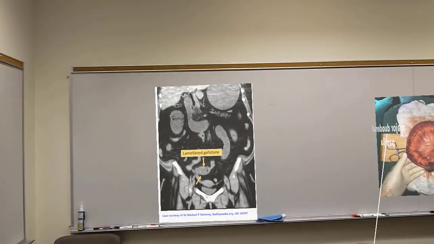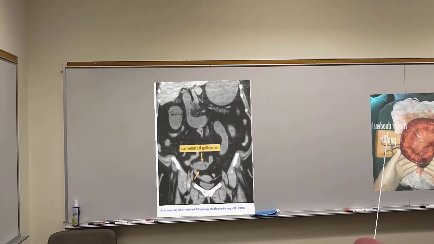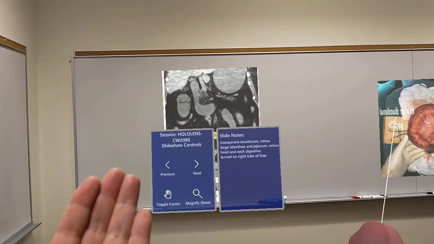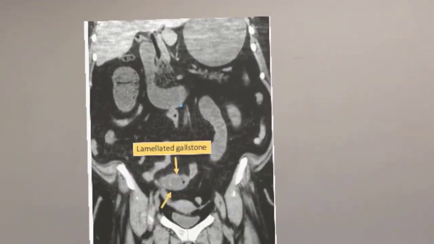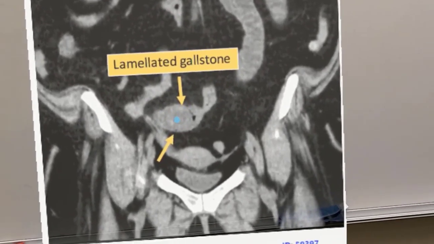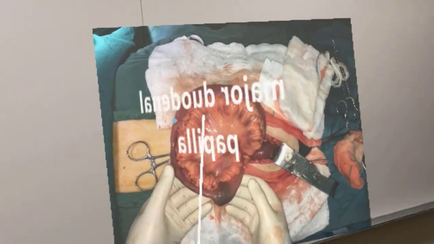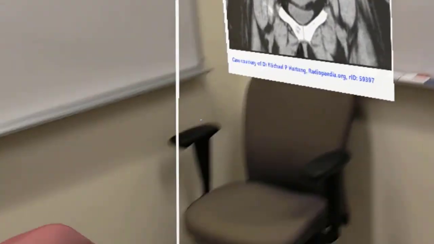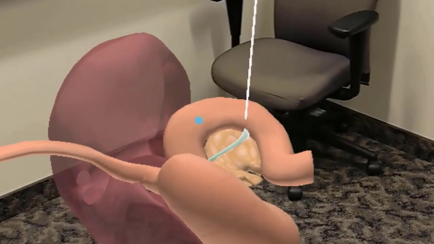Let's pause for a moment and briefly look at the toggle cursor and the magnify tool. When I activate the toggle cursor option, you will see a blue dot that represents my gaze. I can even use the cursor like a laser pointer if I have images in the scene. When I gaze at the hologram, you can see the dot on the model where I am looking. This is a great tool to use, especially in remote sessions. It's like having the teacher there in person.